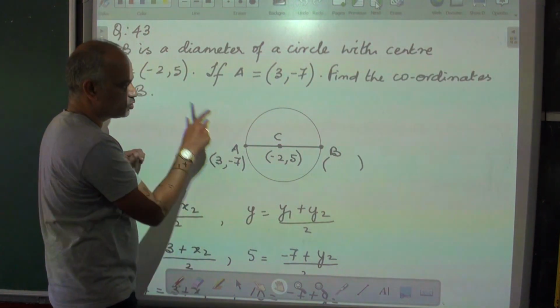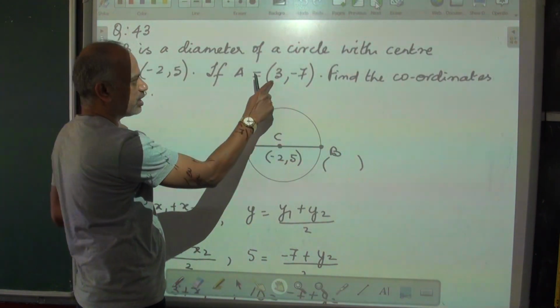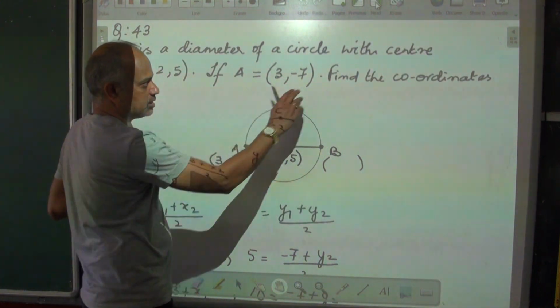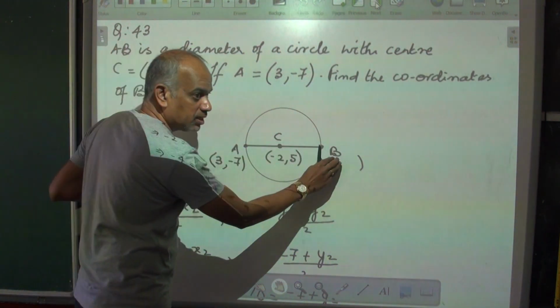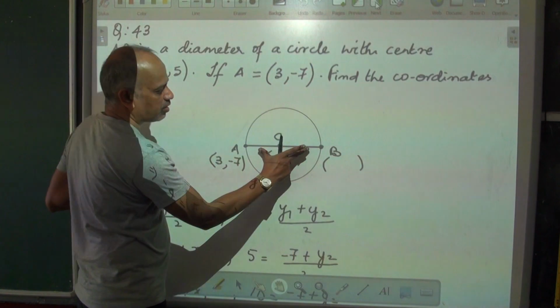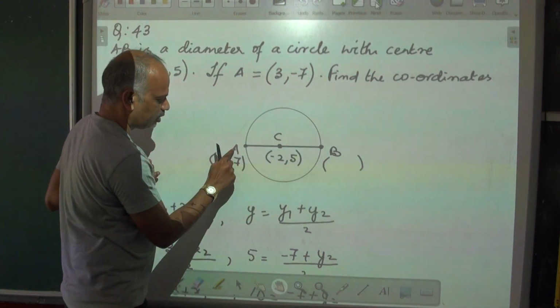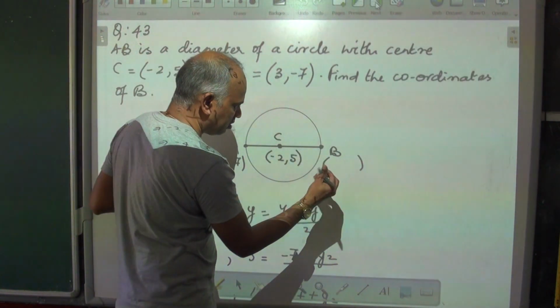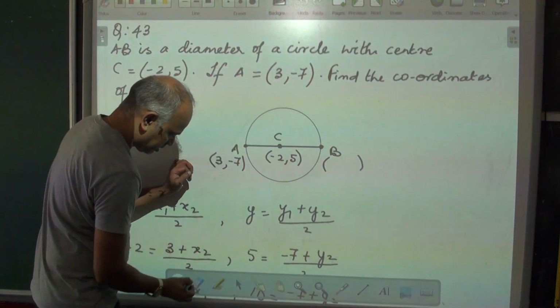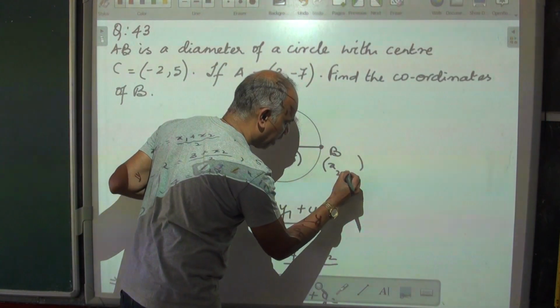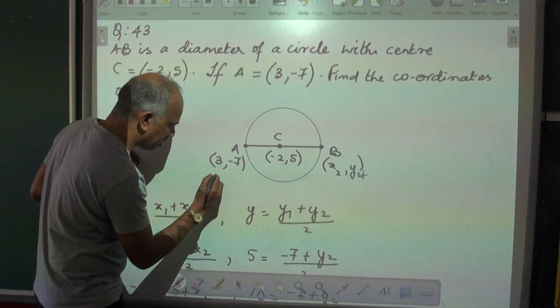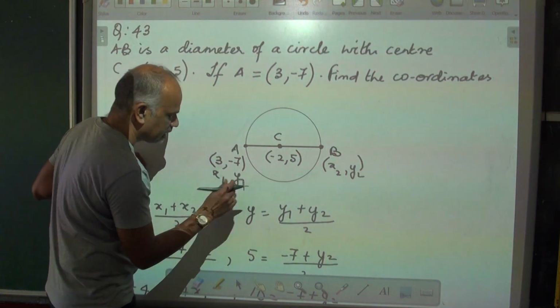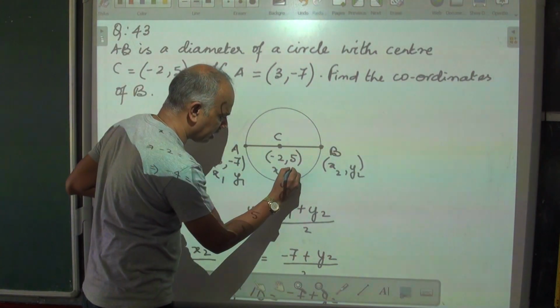C's coordinates are minus 2, 5, and A's coordinates are 3 and minus 7. It says find the coordinates of B. You have to find this. So take only the line segment AB. You know A, you don't know B. So let's take B as x2, y2, because this will be x1, y1, and this is the midpoint, so that is the x and y value.